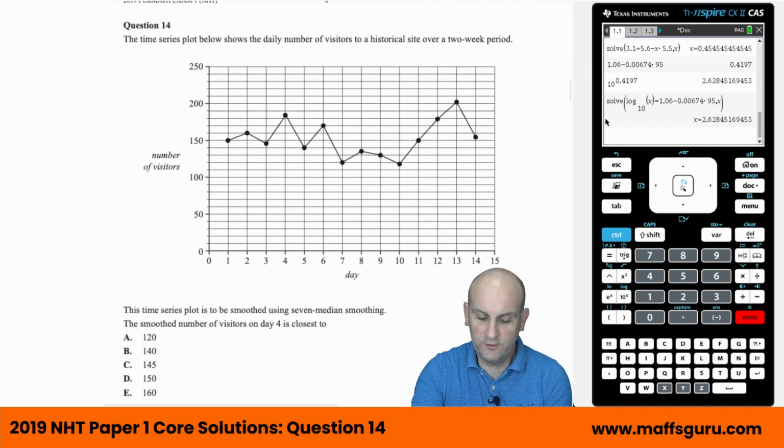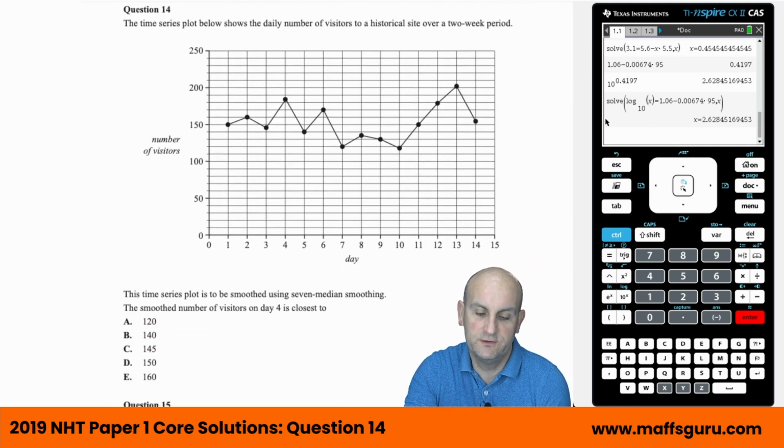Oh, time series, we just talked about those. The time series plot below shows the daily number of visitors to a historical site over a 2-week period.